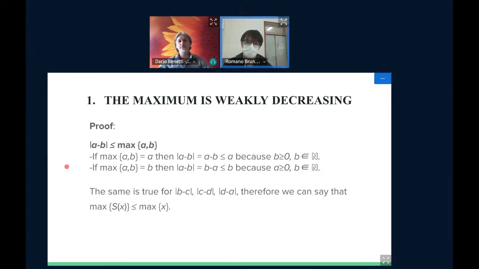The maximum is weakly decreasing, and the proof is that the absolute value of the distance AB is smaller or equal to the maximum, which could be either A or B. So we can say that the maximum of the second sequence is smaller or equal than the maximum of the first sequence.